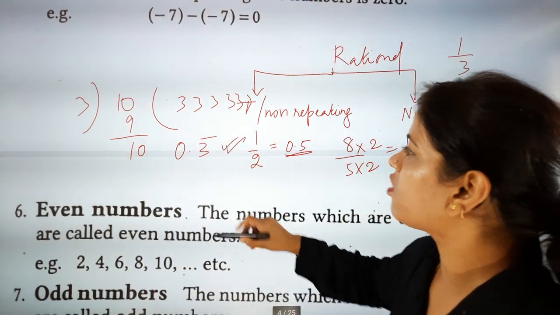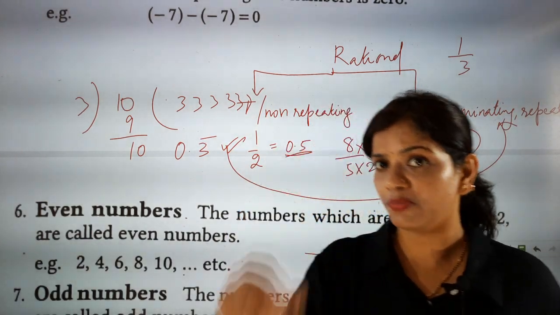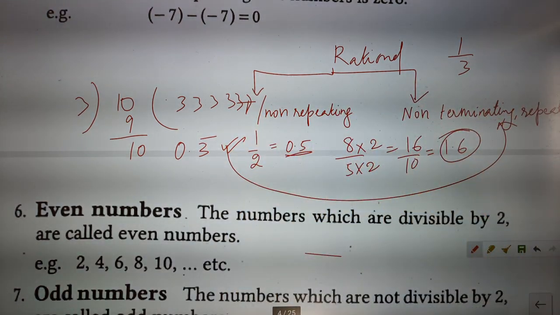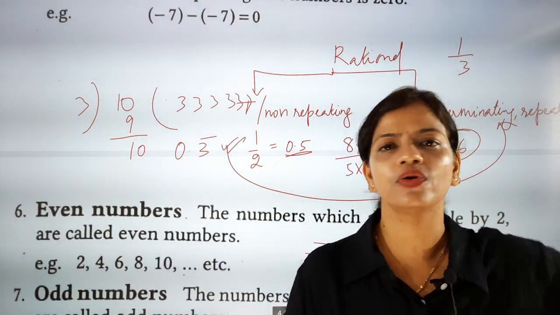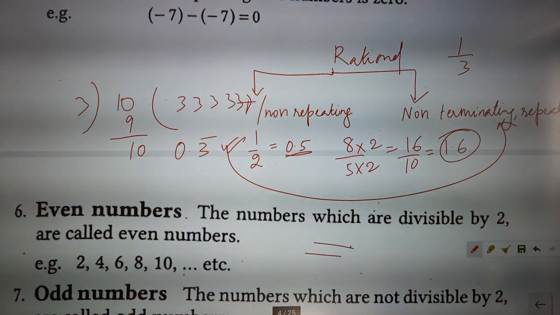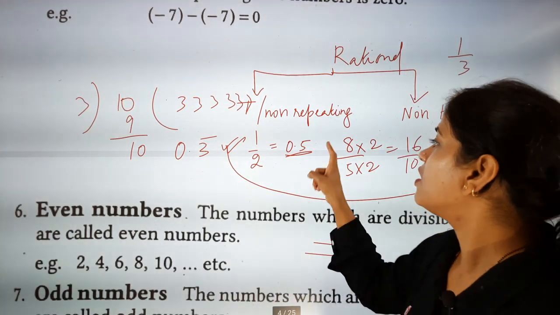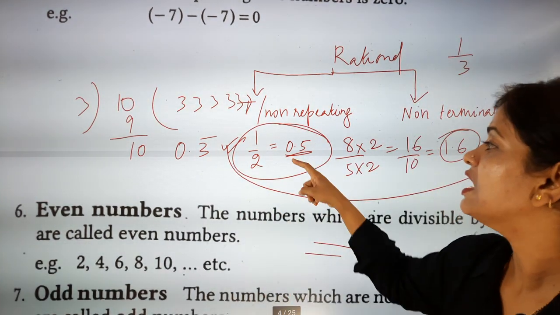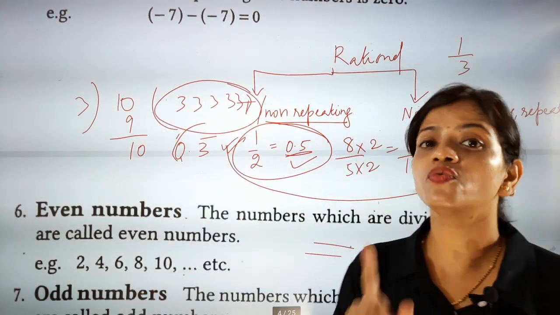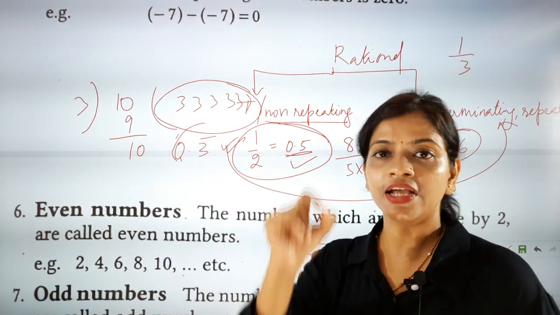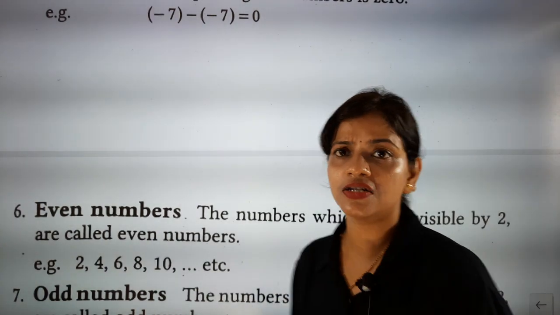So what is it exactly called? Non-terminating and repeating. It will repeat, so it is called repeating. And it is non-terminating, meaning it cannot be terminated, it cannot end. It will keep on going. That's why it is called non-terminating and repeating. So this is a type of rational number. Where you can get a perfect answer, it is called terminating, non-repeating. But where termination is not possible, we call it non-terminating and repeating. Now what are irrational numbers?